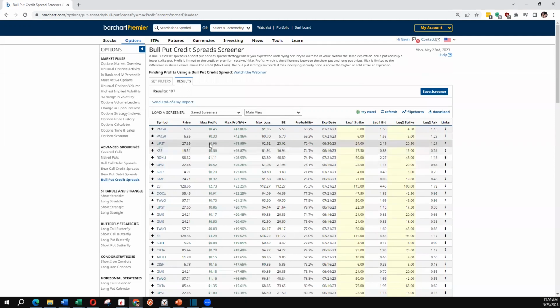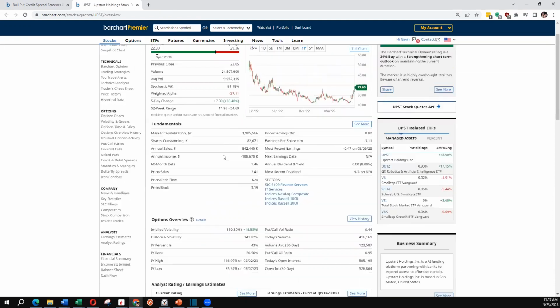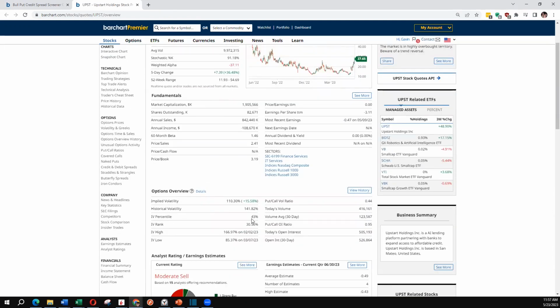The other thing I like to do when I'm looking at this screener is if I just right click and open in a new tab, I can then drill into the actual stock. And I always like to look at the Barchart technical opinion. I like this little chart preview that we have here. And I like to look for IV percentile and IV rank as well. When we're trading bull put spreads, we're selling options. So typically we want to be looking for a stock with a high IV percentile or IV rank. 43% isn't too bad. Volatility generally in the market is pretty low at the moment. So that's actually a pretty high volatility.